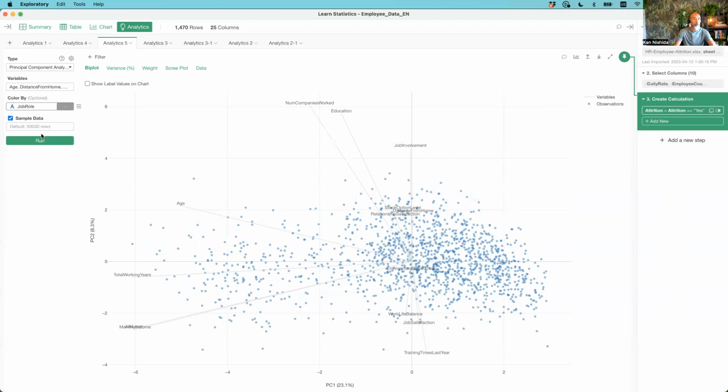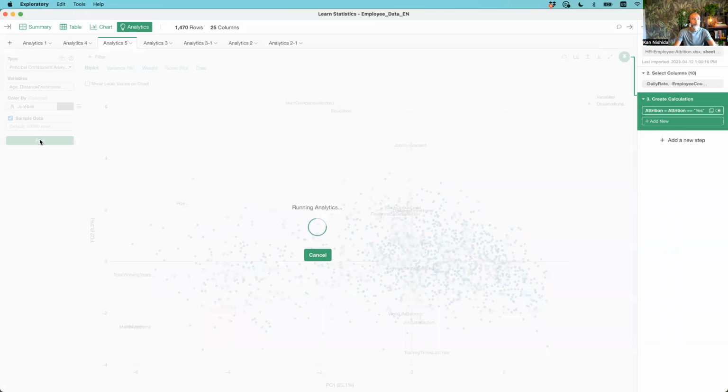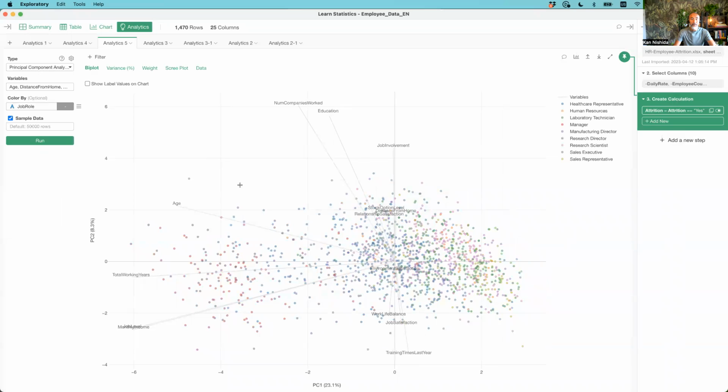I'm going to assign a job role and then click the run button. And then here, clearly, I see a lot of red color. And also when you look closer, there's also this brown. So red is a manager type of job role. Brown is a research director.